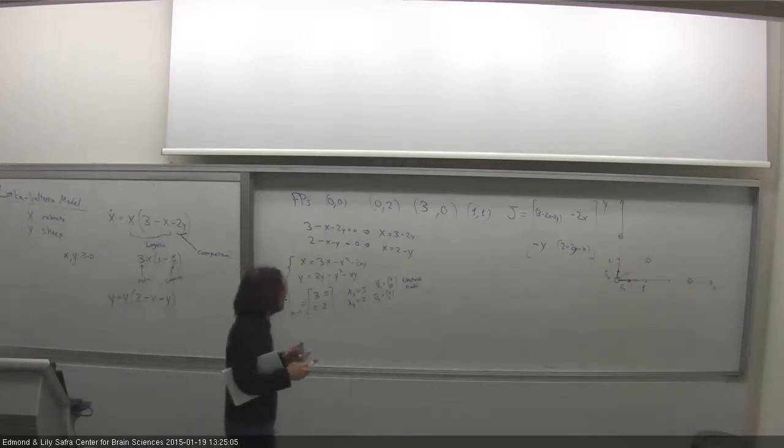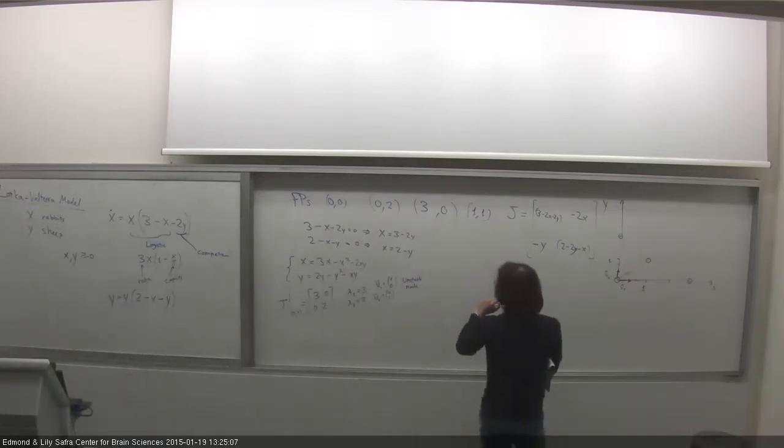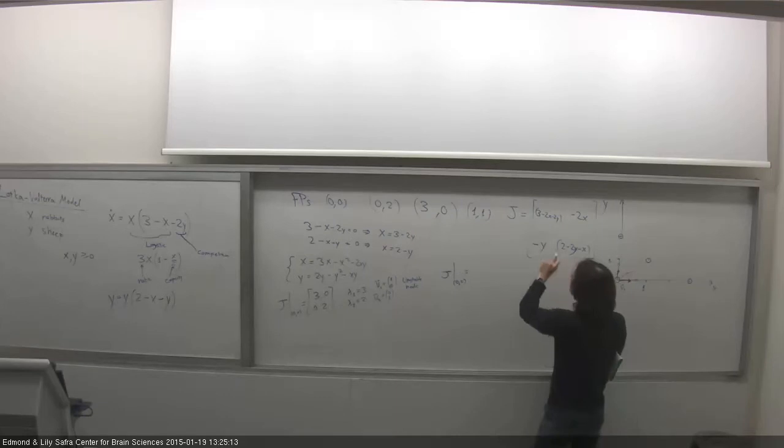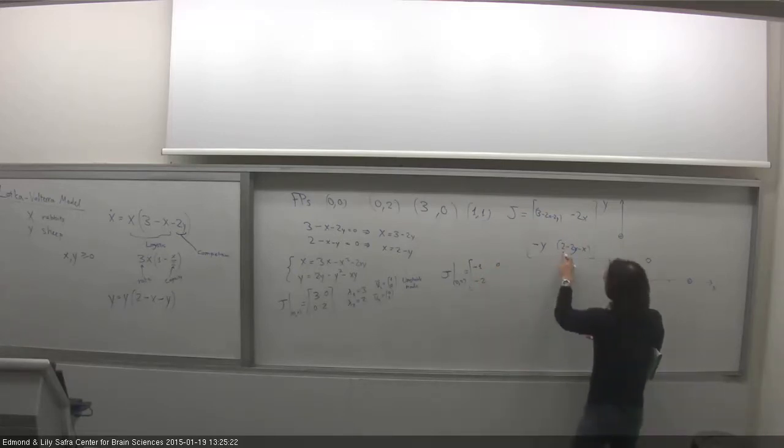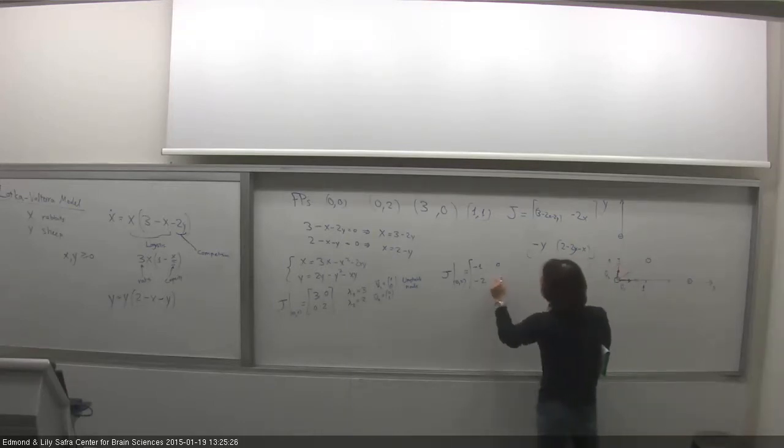Now, I will evaluate J at the next fixed point. Okay, 0, 2, this is minus 1, 0, minus 2, 2, minus 4, minus 2.